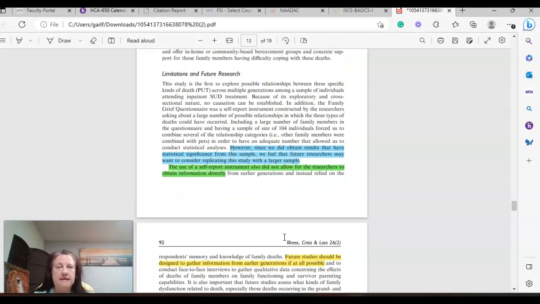So if you go to that in your research journal article, and all of them should have it, you're going to be able to see the gaps. So for instance, in this one it says, however, since we did obtain results that have statistical significance from this sample, we feel that future researchers may want to consider replicating this study with a larger sample. So in your project that you are hypothetically doing, are you doing that, or how are you expanding on that gap that they've identified in that original research article that you're using?